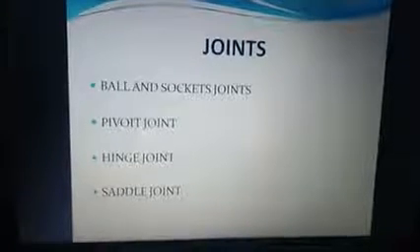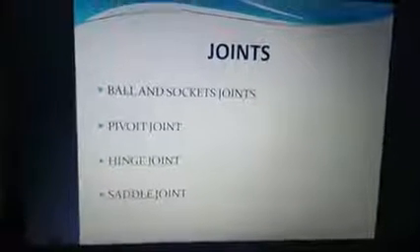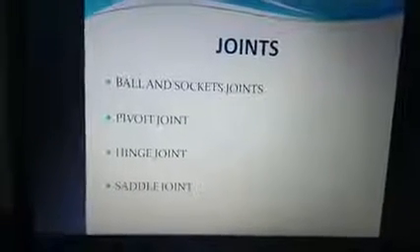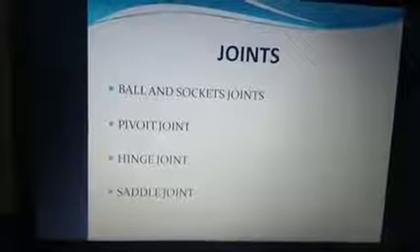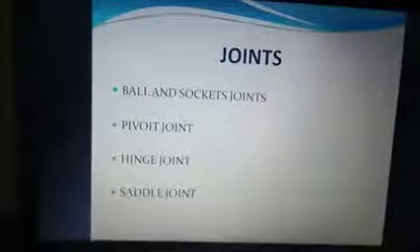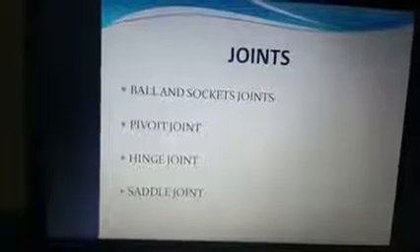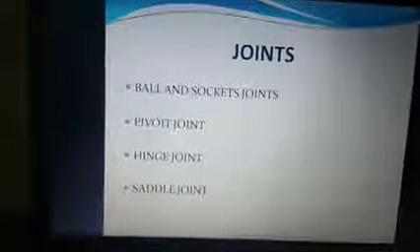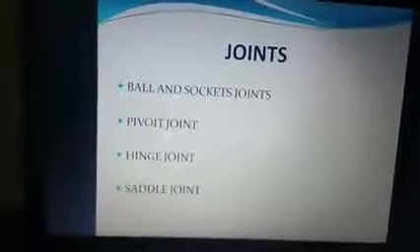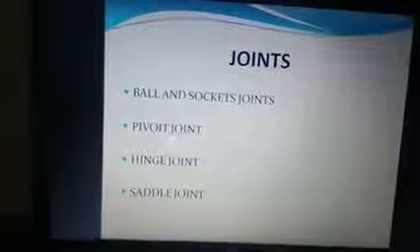And the third joint is the hinge joint. For example, hinge joints in the human body are the elbow joint and the knee joint. These joints allow movement only in the upward and downward direction.